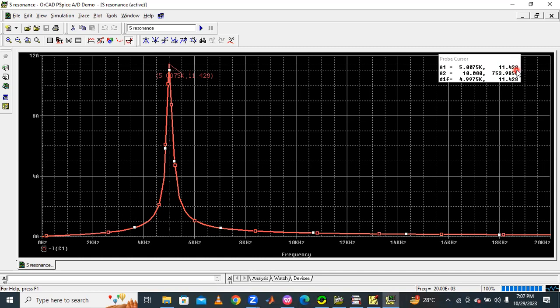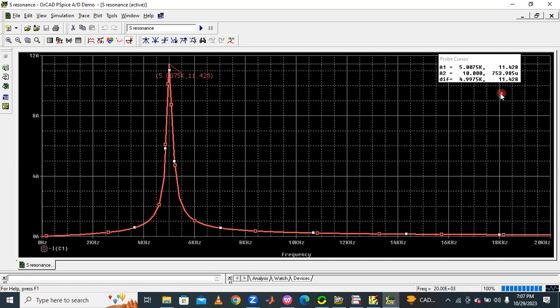Understood? So at resonance condition, resistance is minimum, that's why current is maximum. Okay. So under resonance condition, resistance minimum, that's why current maximum. So it draws 11.428 amps current from the source under resonance condition. So these are the current versus frequency characteristics under resonance condition.